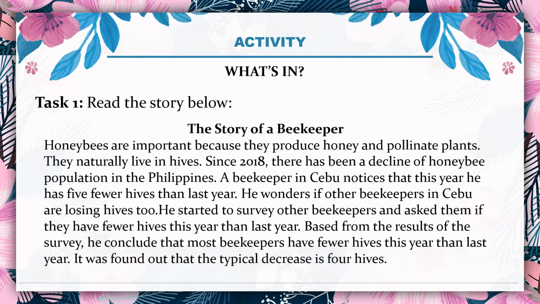He started to survey other beekeepers and asked them if they have fewer hives this year than last year. Based from the results of the survey, he concluded that most beekeepers have fewer hives this year than last year. It was found out that the typical decrease is 4 hives.